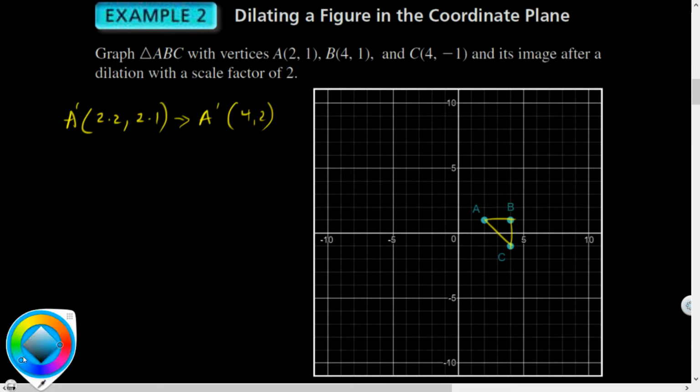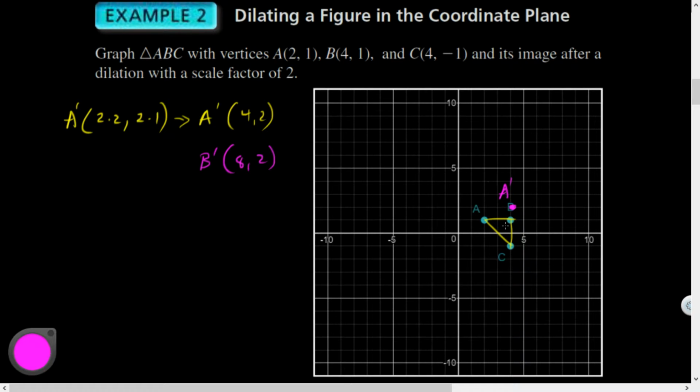Here, let's make it a different color as well. So A prime is now going to be over 4, up 2. Here's A prime. All right, B prime, I'm already changing colors, is going to be double the coordinates for both of these. So that's going to be 8, comma 2. So check this. Over 8 and up 2 is B prime.